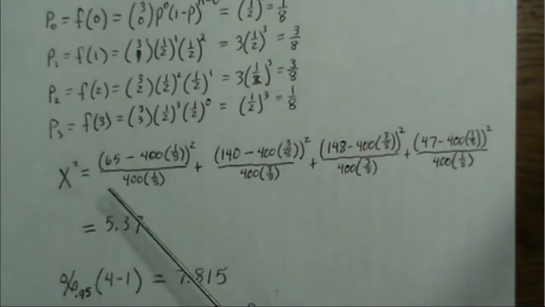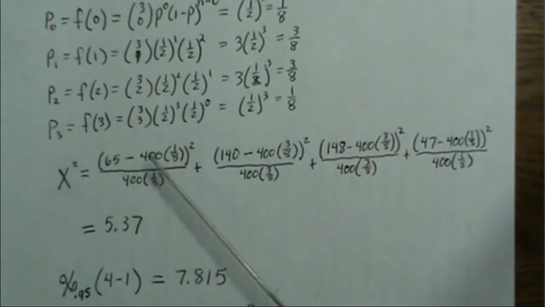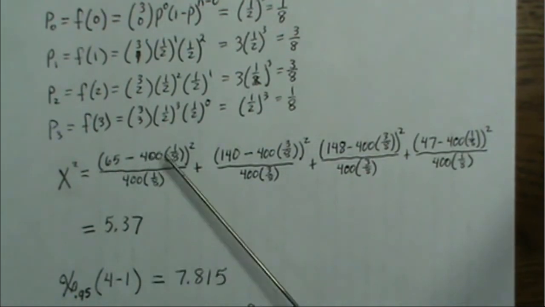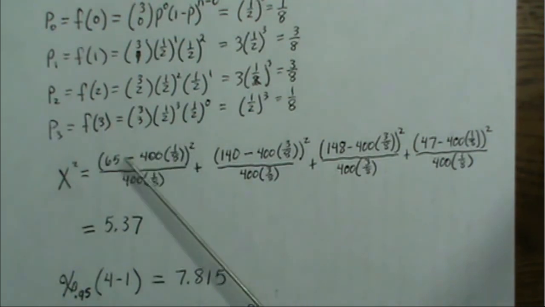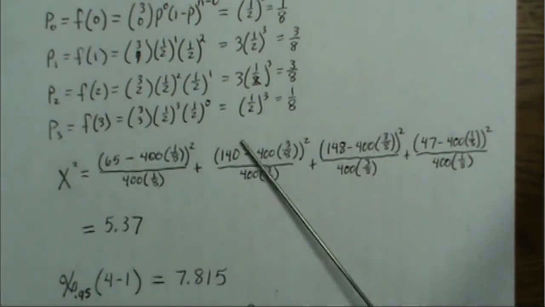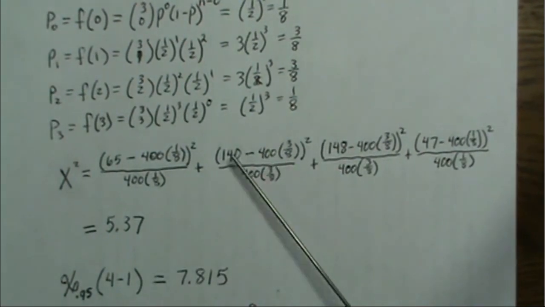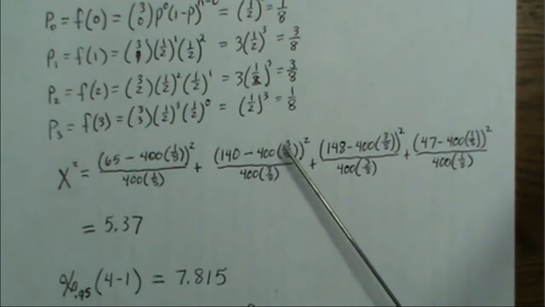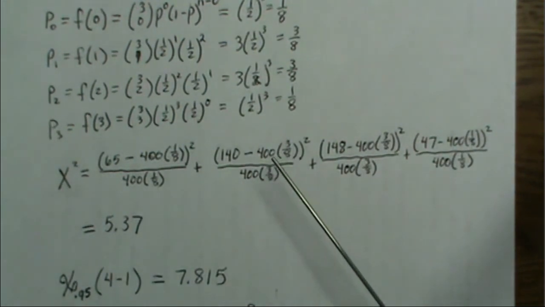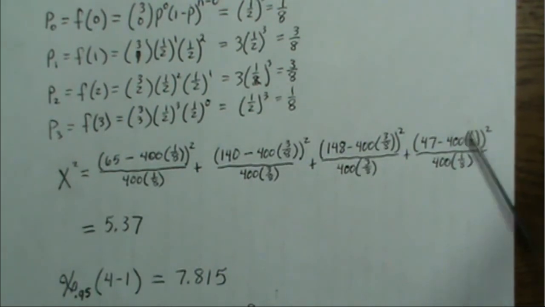So the first category, zero, we observed 65. Now, what do we expect to see out of 400 families? We expect to see 1/8 of those have zero boys. And you square that quantity, divided by what we expect. So here the families that observed one boy out of three was 140. We would expect to see, out of the 400 families, 3/8 of them have just one boy. Same there. And then this is two boys and this is three boys.